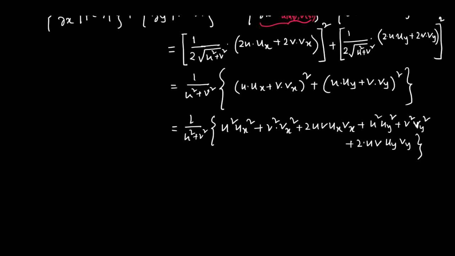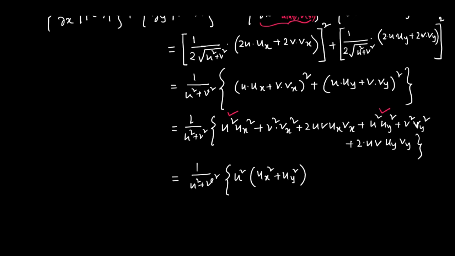So this will be our terms. Now if I arrange a bit, say 1 by u square plus v square into, from wherever possible, if I take u square common, for example, here I have u square and here I have u square. So if I take u square common from these two terms, I get u square into ux square plus uy square.